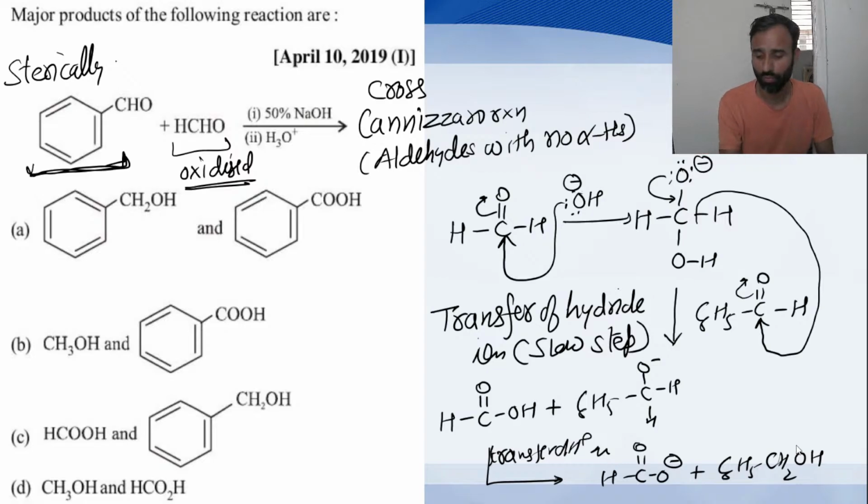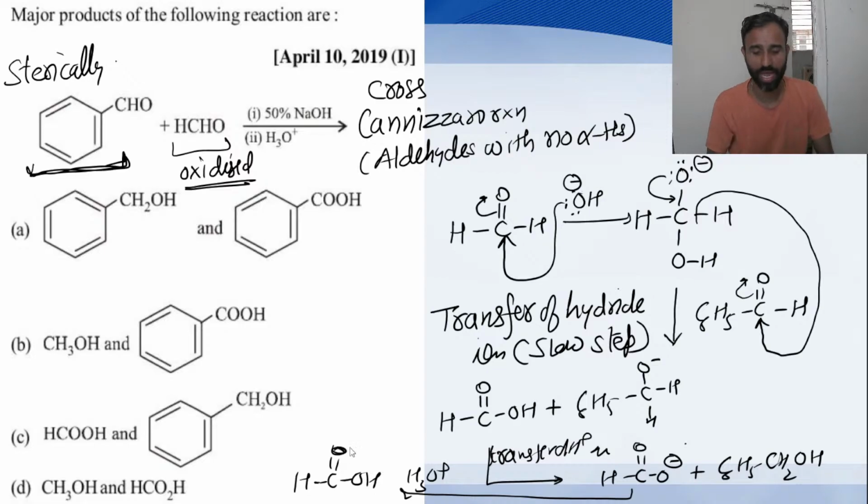In this way, first we get formate, and with H3O plus, at the end we get formic acid. One of the products is formic acid and the other is benzyl alcohol. So C is the right option. This is the cross Cannizzaro reaction, and keep in mind the aldehyde having the less hindered carbonyl carbon undergoes oxidation.